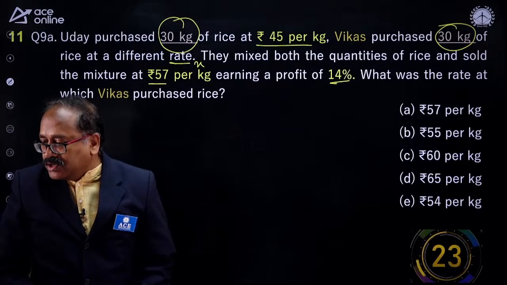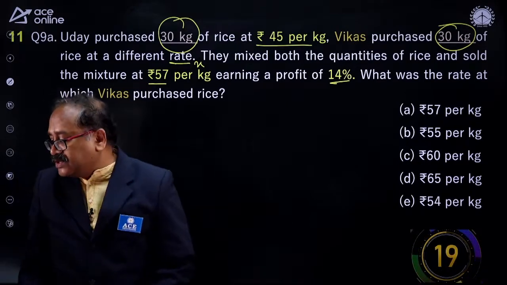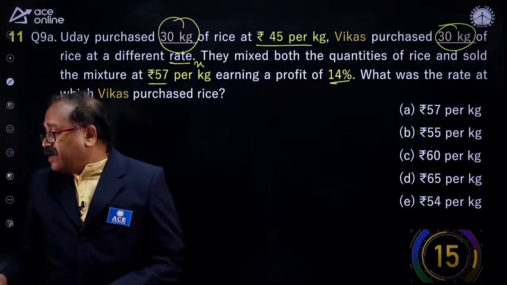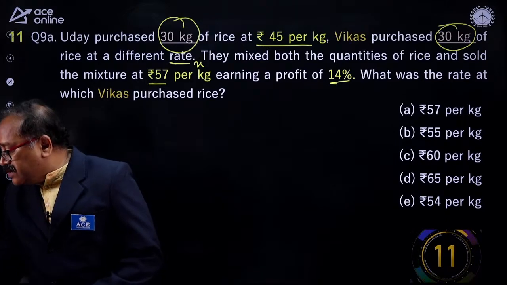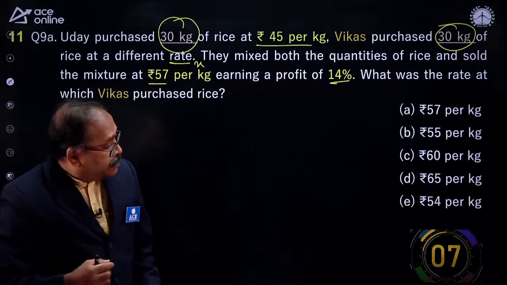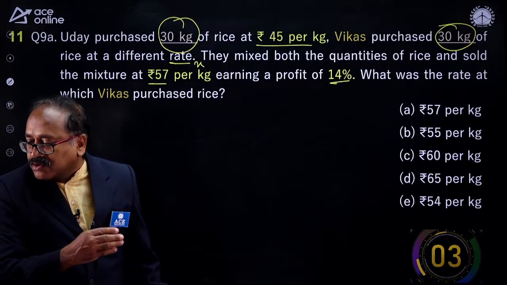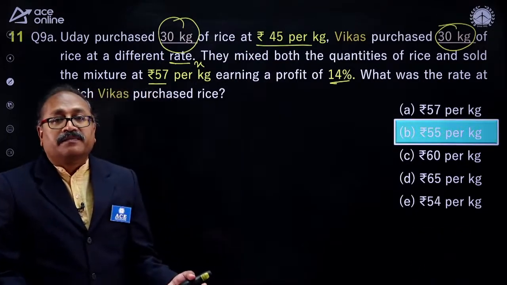And look at this one. Option B, 55 rupees. Okay, let me check that. Is 55 rupees correct? Let me check that. Still 7 seconds are there. Many of you answered the question, even Mr. Sheikh, Mr. Pawan, option B. That's right.